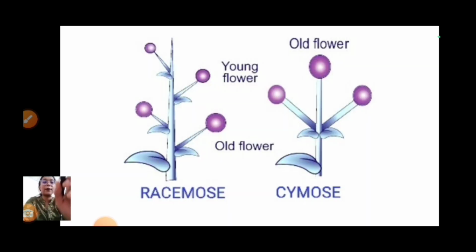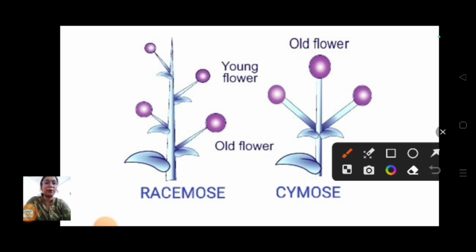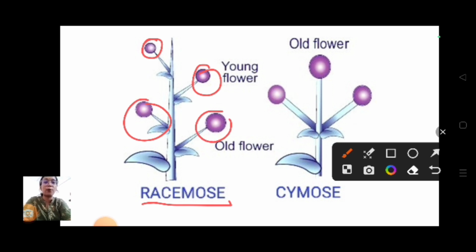This is the example showing racemose and cymose inflorescence, where you can see in racemose inflorescence, the younger flower is at the top and the older flower is at the bottom, and in cymose inflorescence the older flower is at the top and the younger flower is at the bottom.